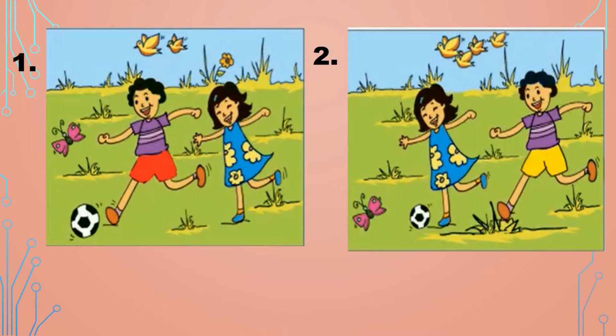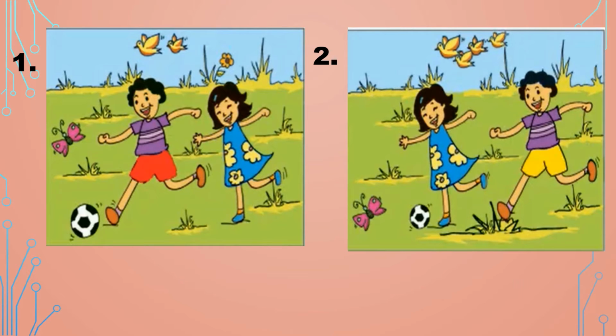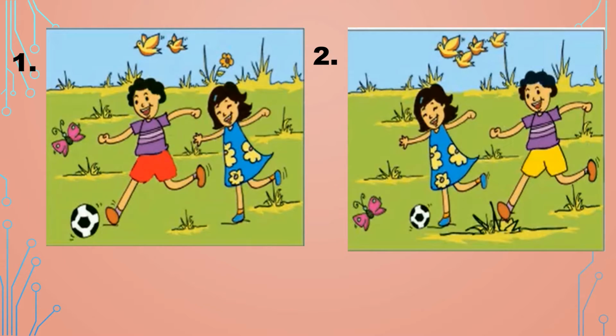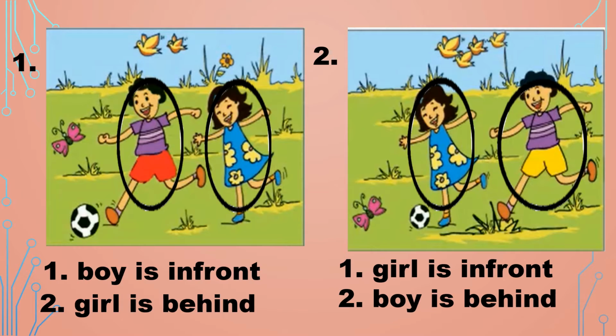Let's count the birds. We can see 2 birds in the first picture, whereas in the second picture there are 4 birds. Now students, we can see a flower in the first picture, whereas in the second picture the flower is not seen. In the first picture, the boy is in front of the girl and the girl is behind the boy, whereas in the second picture, the girl is in front of the boy and the boy is behind the girl.